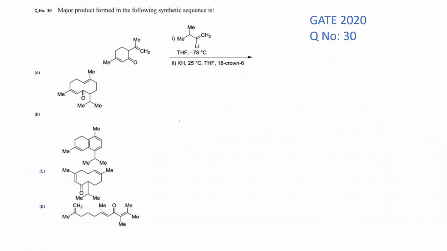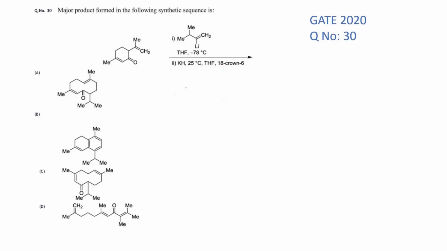Hi everyone. Now we discuss one question from GATE 2020, question number 30. The major product formed in the following synthesis sequence is... First this is our substrate. First we react with an organolithium compound in THF at -78 degrees centigrade, and the next step is potassium hydride at 25 degrees centigrade in THF, and we are using 18-crown-6, that is a crown ether.